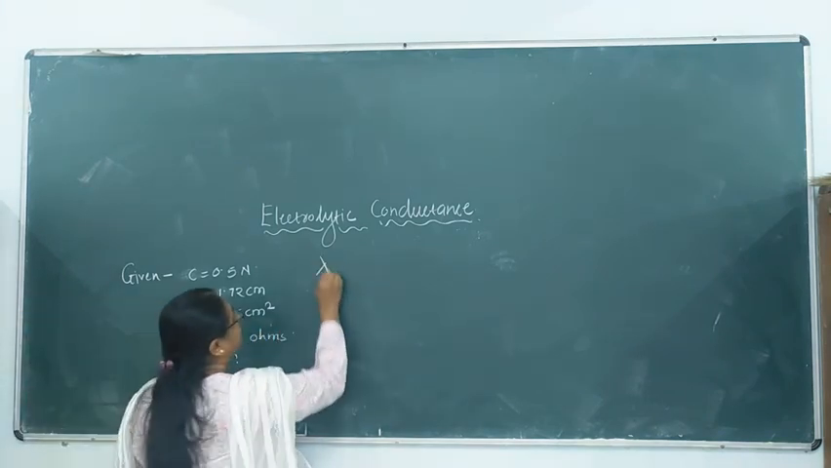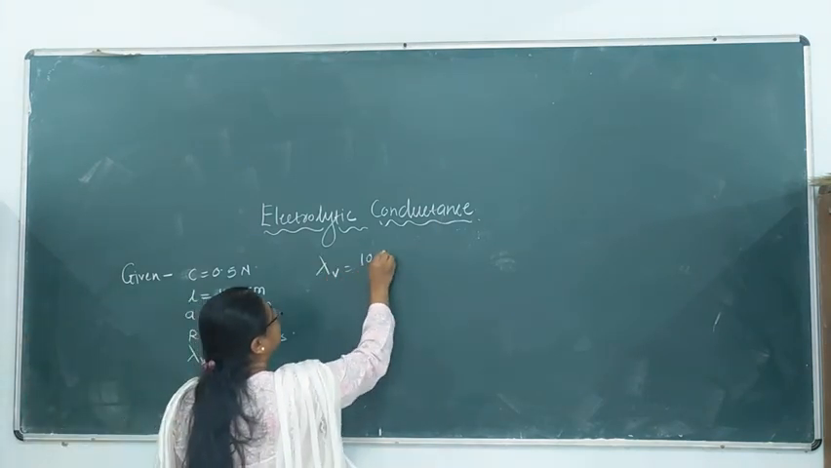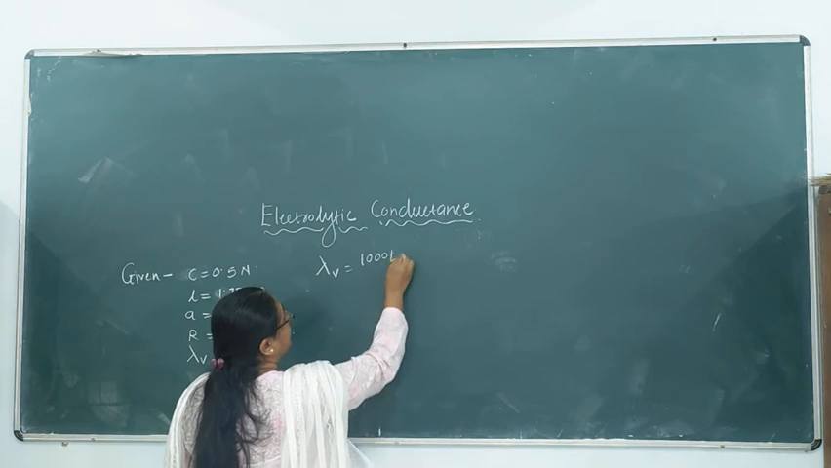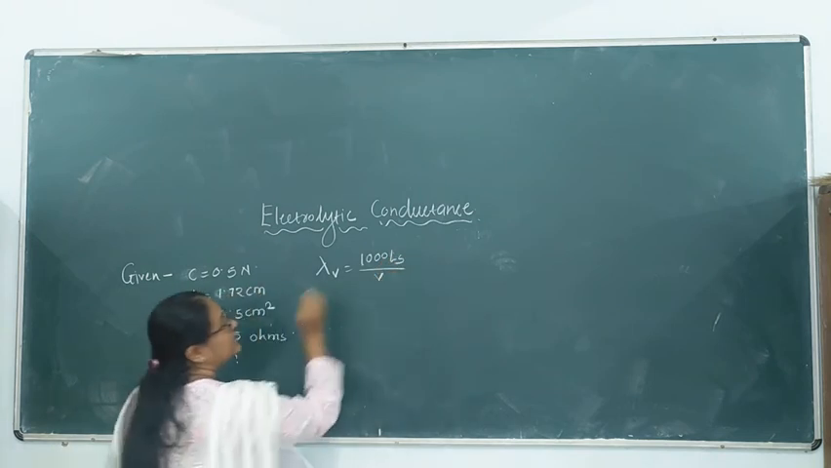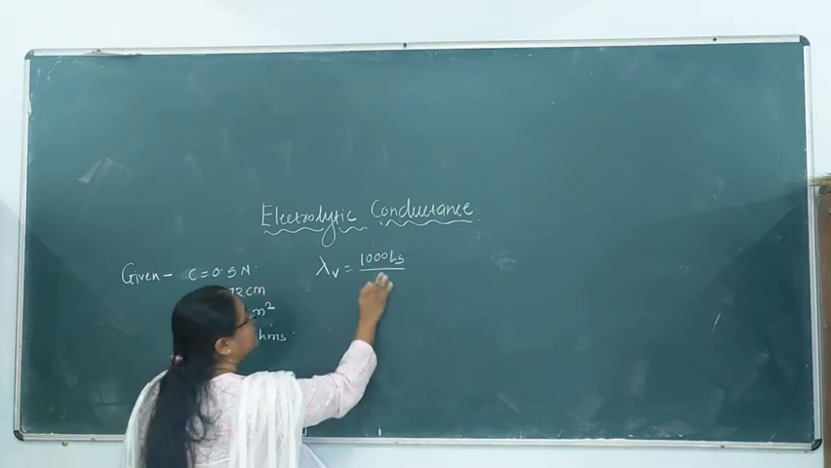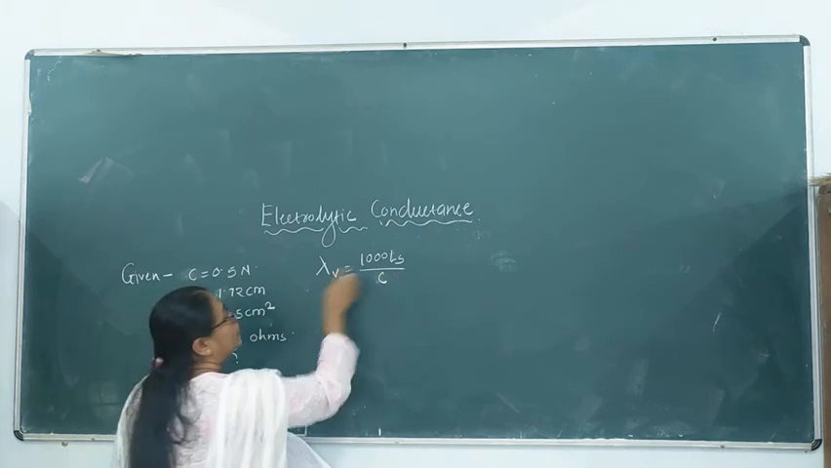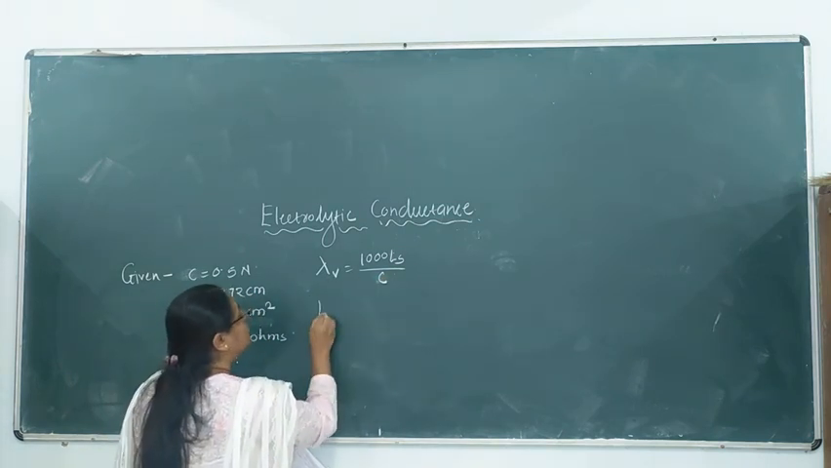We know the formula for lambda V, which is 1000 into Ls divided by C, where Ls is specific conductance. To calculate lambda V, we must first know Ls.